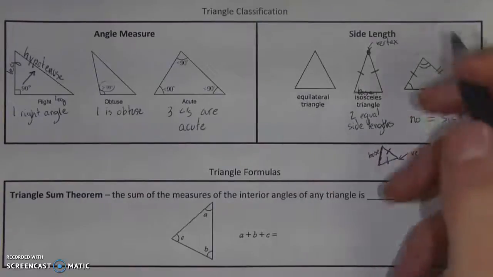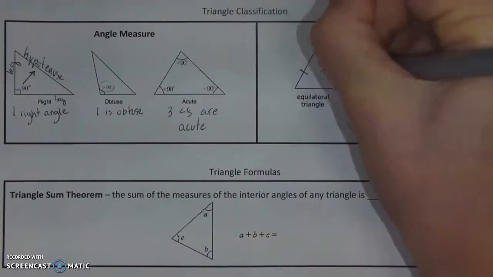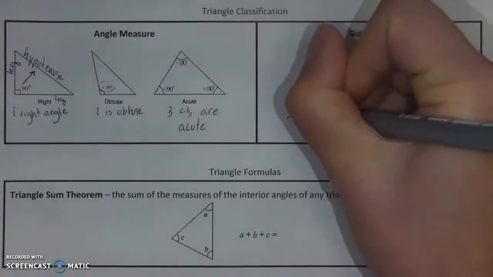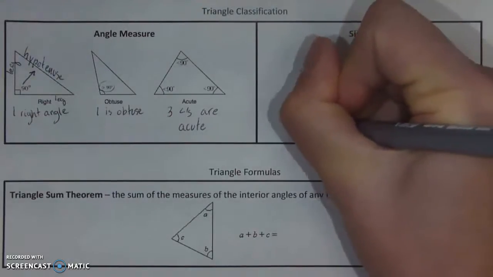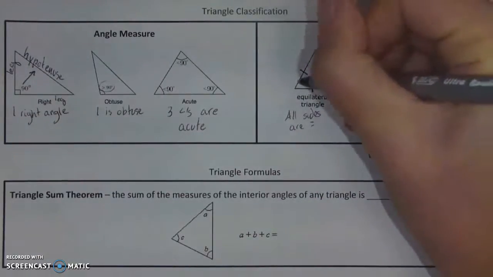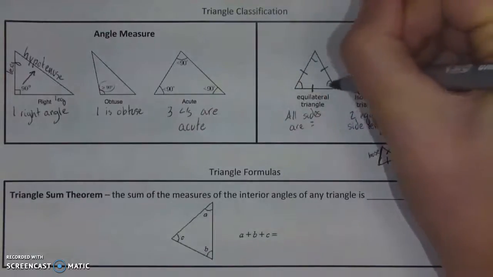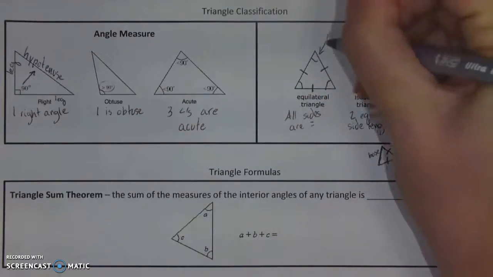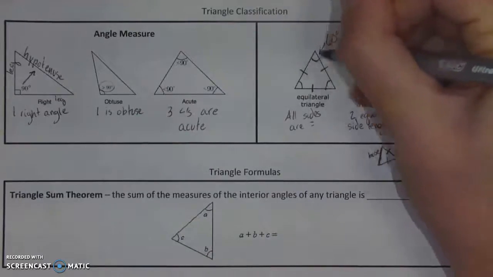Last but not least, we have an equilateral triangle, and in an equilateral triangle, all of the sides are equal. We're also going to find out that all of the angles will also be equal, and each of those angles is going to be 60 degrees.